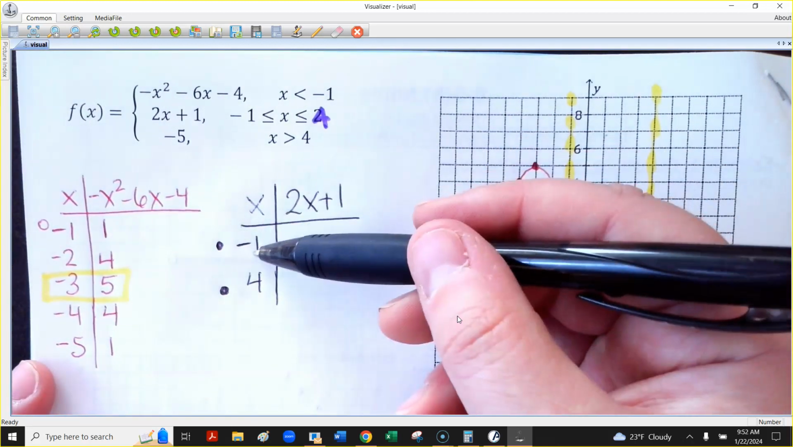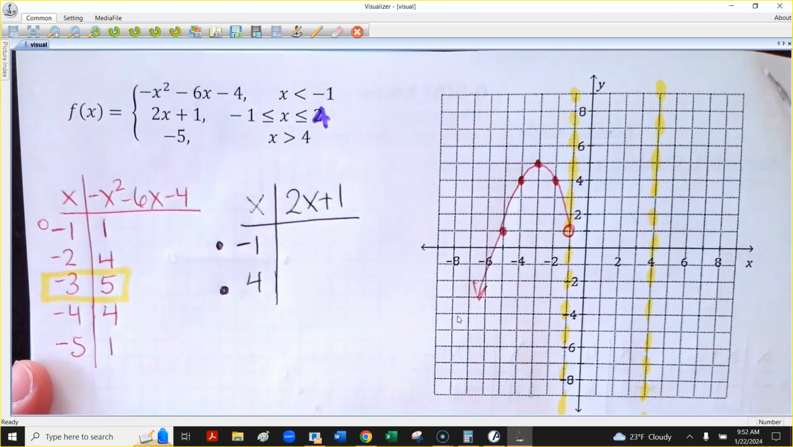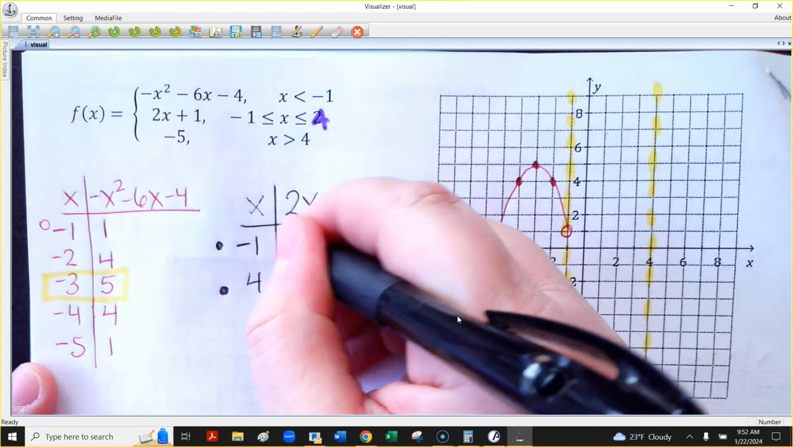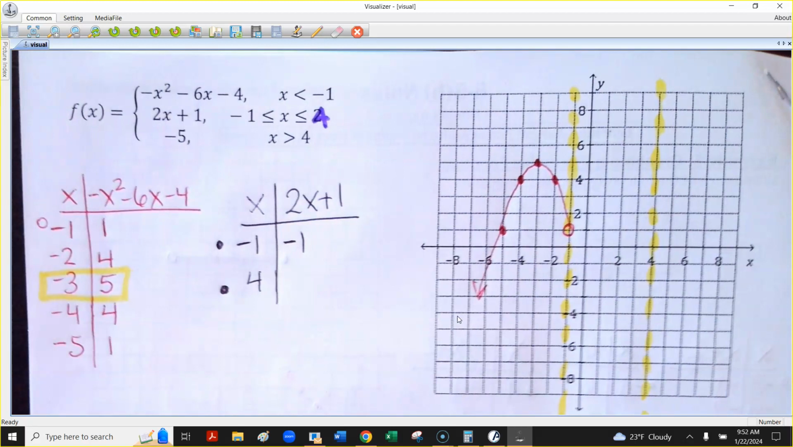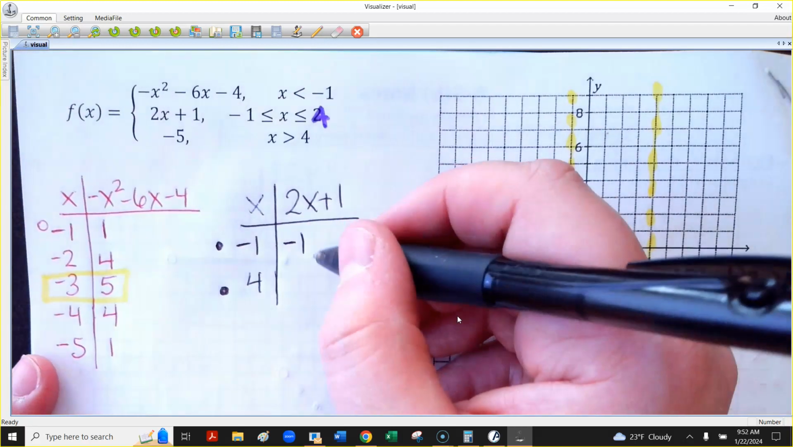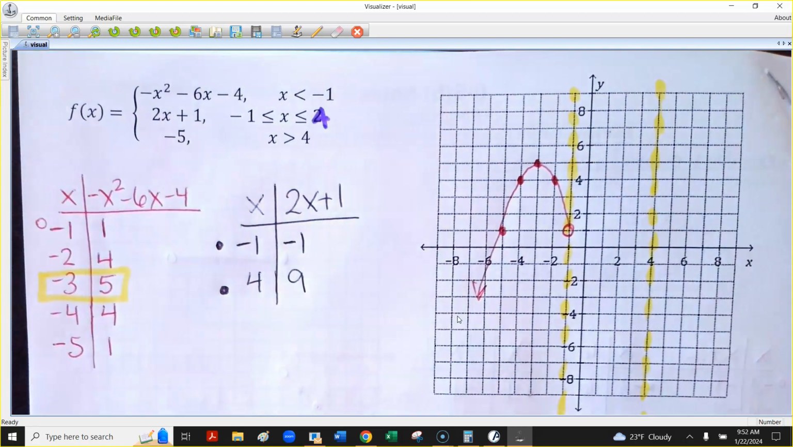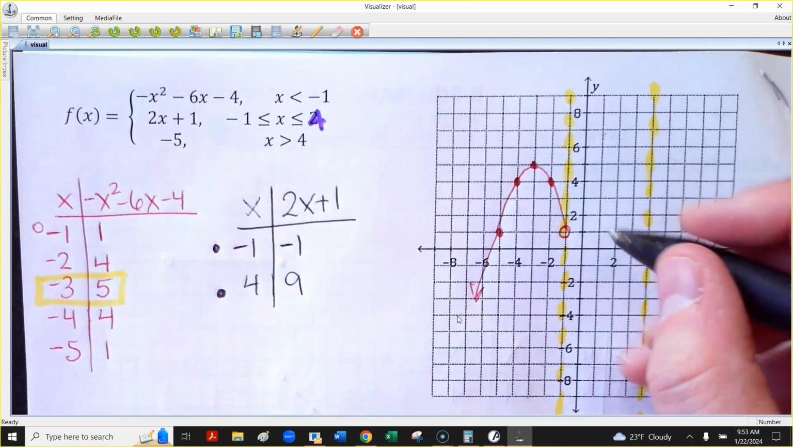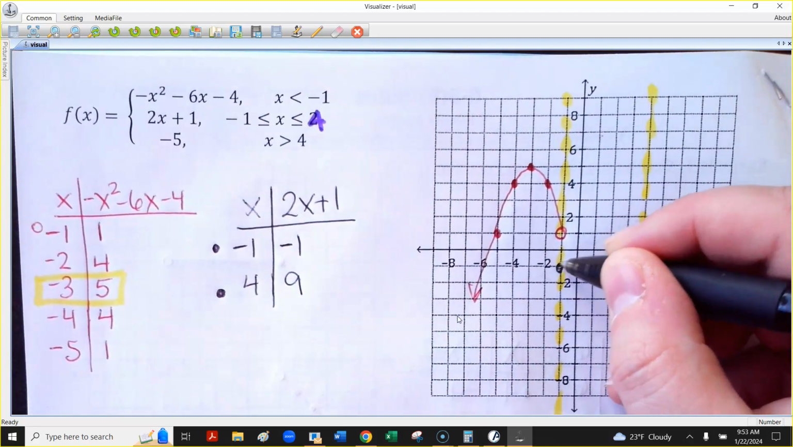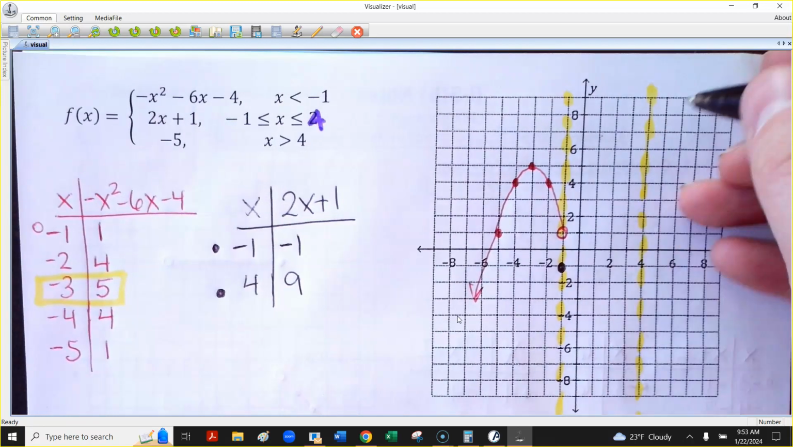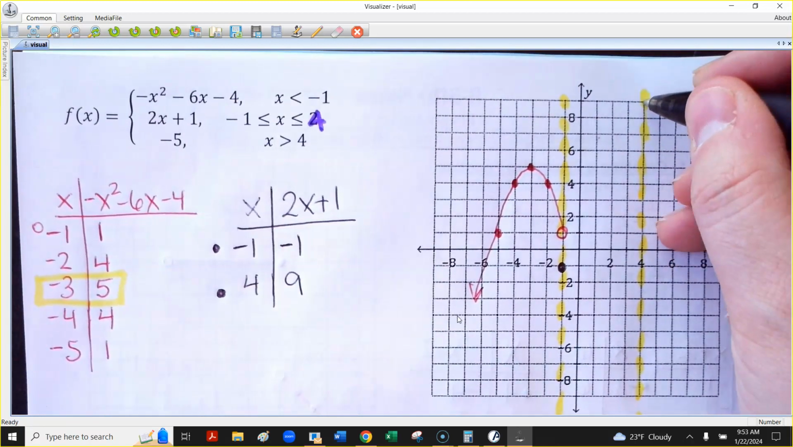If I plug in negative 1, 2 times negative 1 is negative 2. Plus 1, this would be negative 1. And if I plug in 4, 2 times 4 is 8, plus 1 is 9. So that's going to be really close to the top of the graph. So negative 1, 1, closed circle, and 4, 9. It'll be like way at the top.